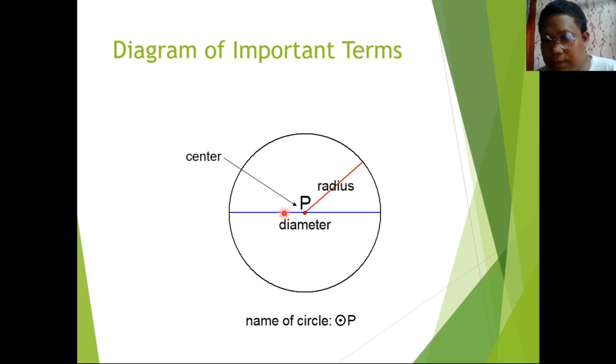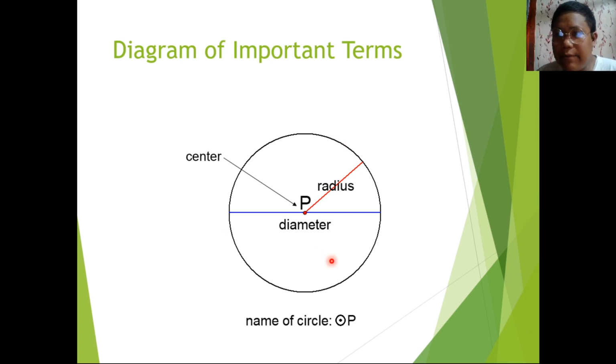The half of the diameter is the radius. Let's say if your diameter is 6 units, therefore your radius is 3 units. If your diameter is 10 units, the radius is 5 units. The radius is half of the diameter. Conversely, if your radius is 5 units, therefore the diameter is 10 units, because the radius times 2 is the diameter.